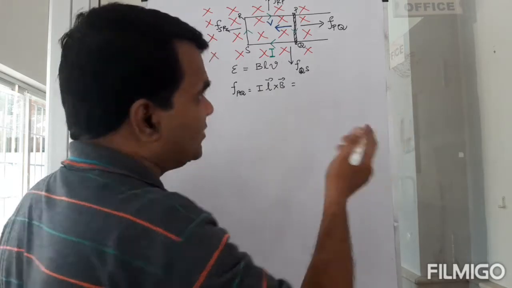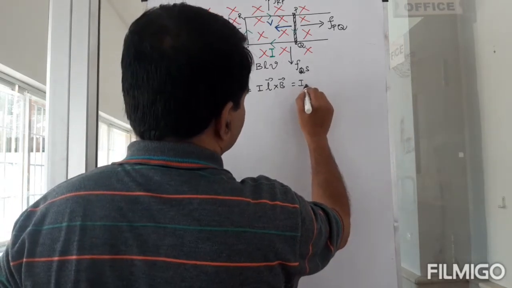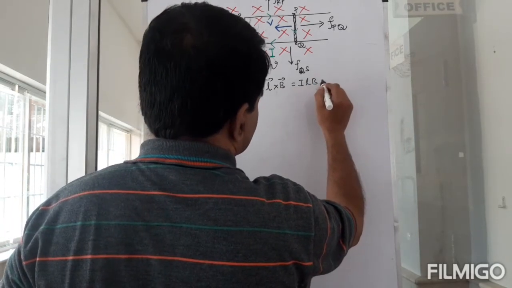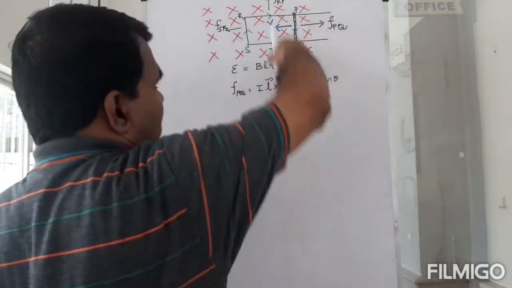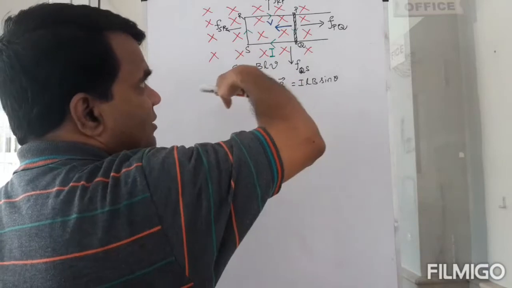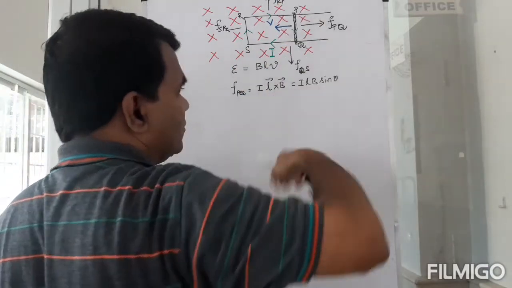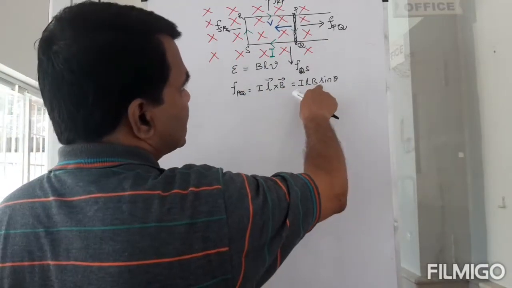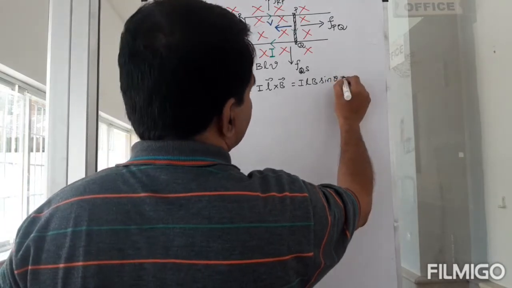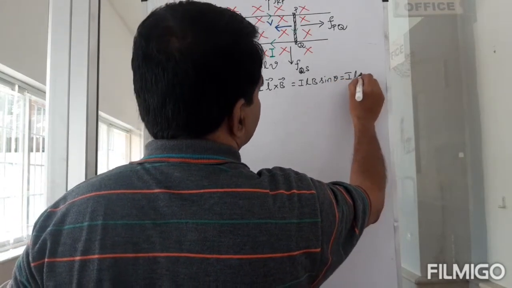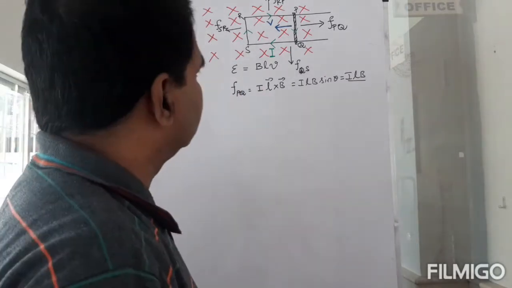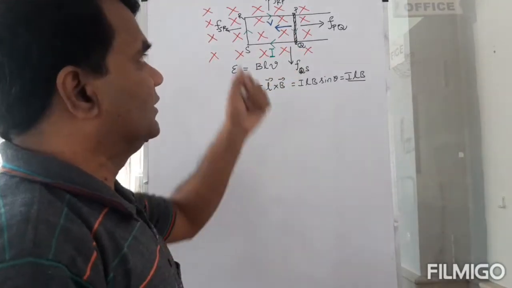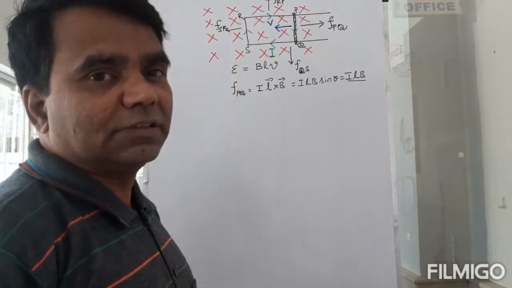Okay, IL cross B. Either by ILB sin theta, and then theta in this case is 90 degrees. It's down, and that is into the board. Current is down, B is into the board, so this is 90 degrees. So I get simply ILB. That's the magnitude of the force experienced by this in that direction.